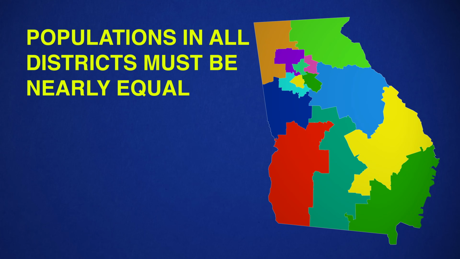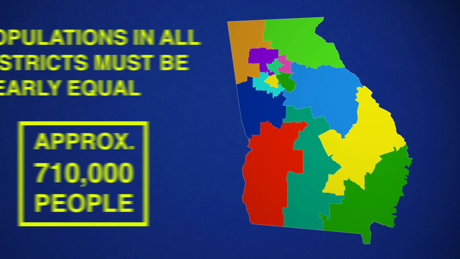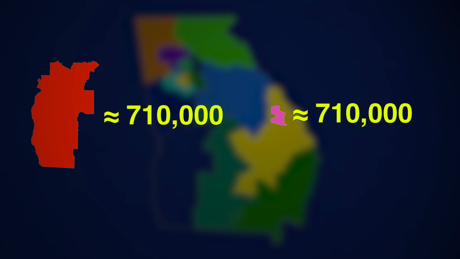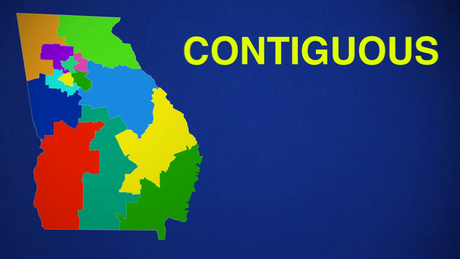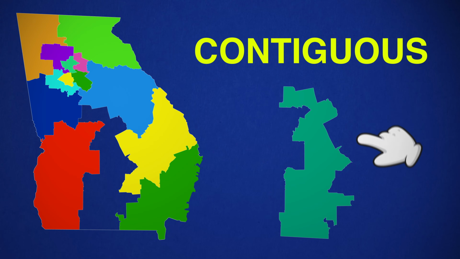One is that populations in all districts must be nearly equal, about 710,000 people. And that's why all of Atlanta can't be one big district, because there are so many people living there. Districts must also be contiguous, and that means that they have to be one whole piece and not a bunch of separate sections that don't touch. Now this is where redistricting gets controversial.